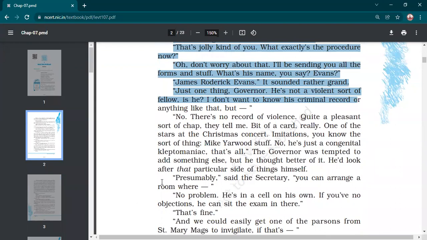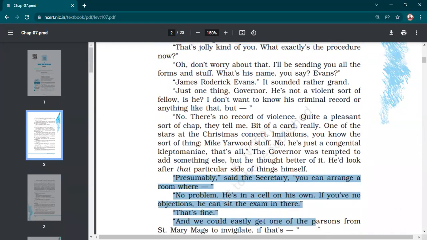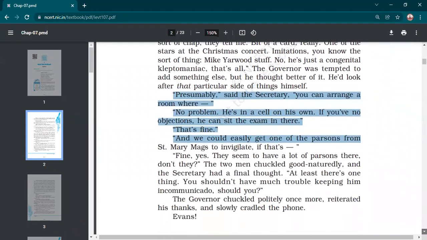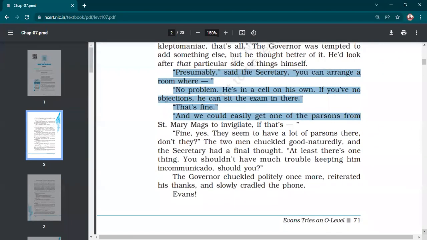Yes. Presumably, said the secretary, you can arrange a room where... No problem. He's in a cell on his own. If you have no objections, he can sit the exam in there. That's fine. And we would easily get one of the persons from Saint Mary Max to invigilate. If that's fine, yes. They seem to have a lot of persons there, don't they?